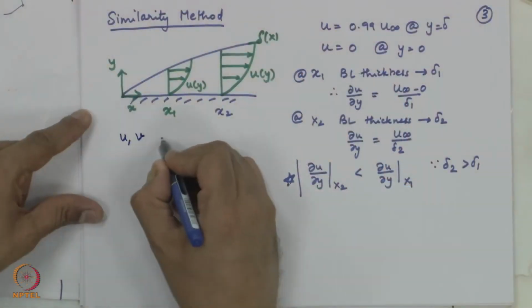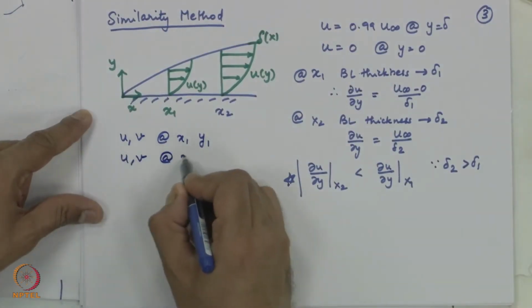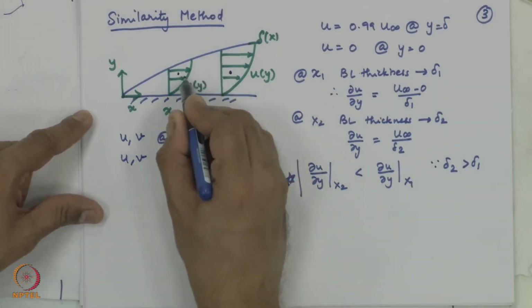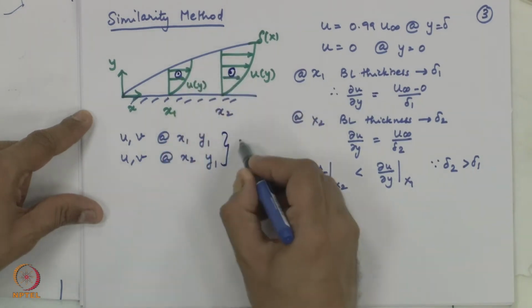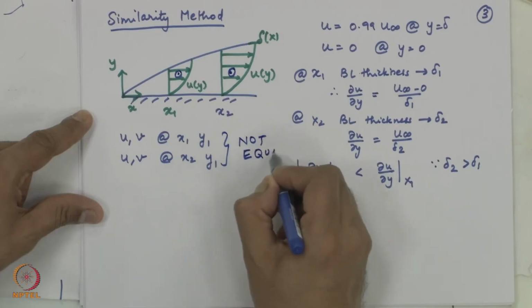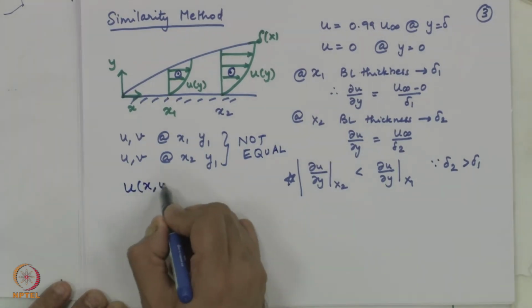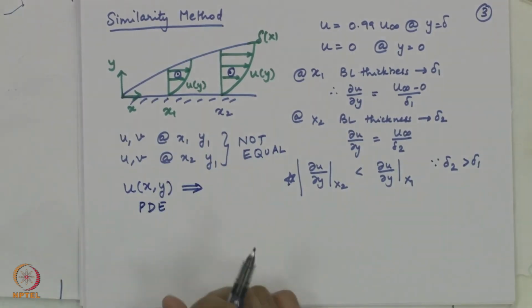That means, the value of the velocity, say for example, u and v at x1 and some y1, and the same u and v at x2 comma y1, the same y location. Let us say I am taking this point at y1 distance from the wall. So, this point velocity in this profile and this profile are obviously not equal. We are not saying that the values are equal, we are saying the profiles are similar, and therefore, something which is dependent on x and y, therefore, we are having a PDE. Because velocity is a function of x and y, we are having a partial differential equation.